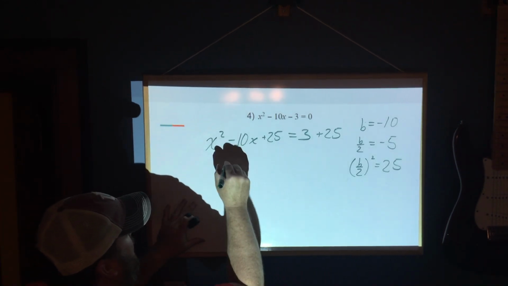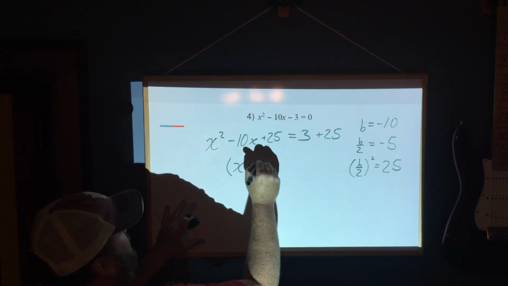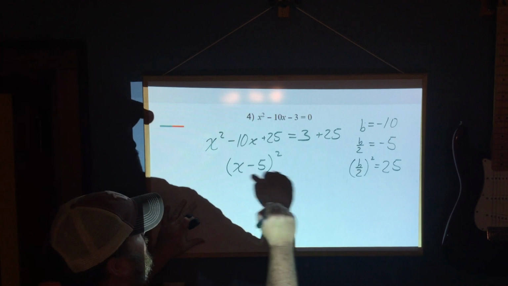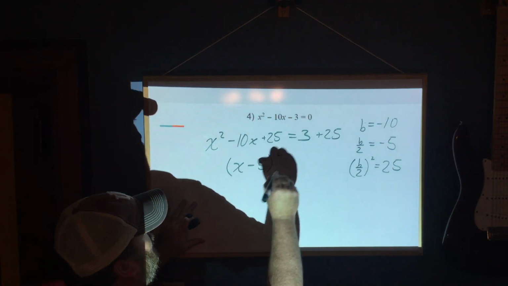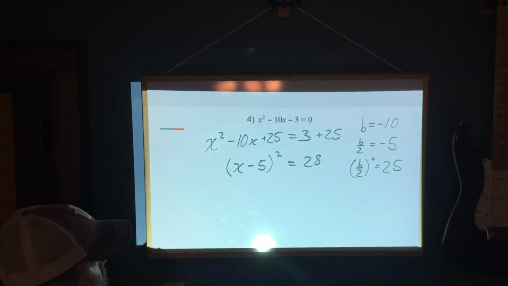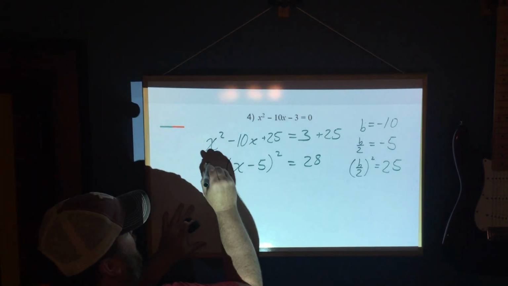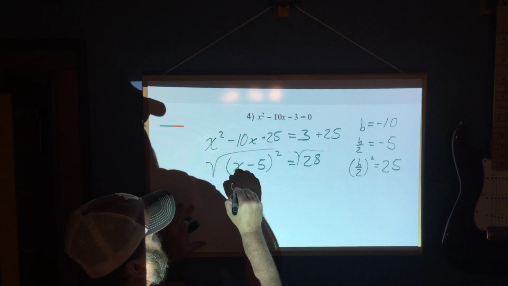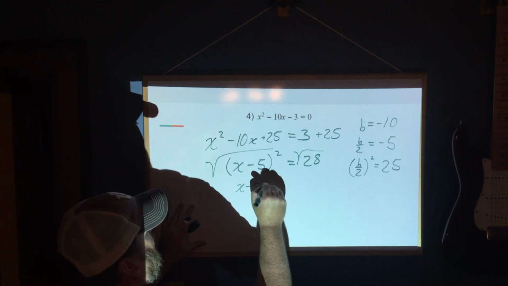This is a perfect square trinomial, which factors to x minus 5, the quantity squared, equals 28. Take the square root of both sides. This is just x minus 5.